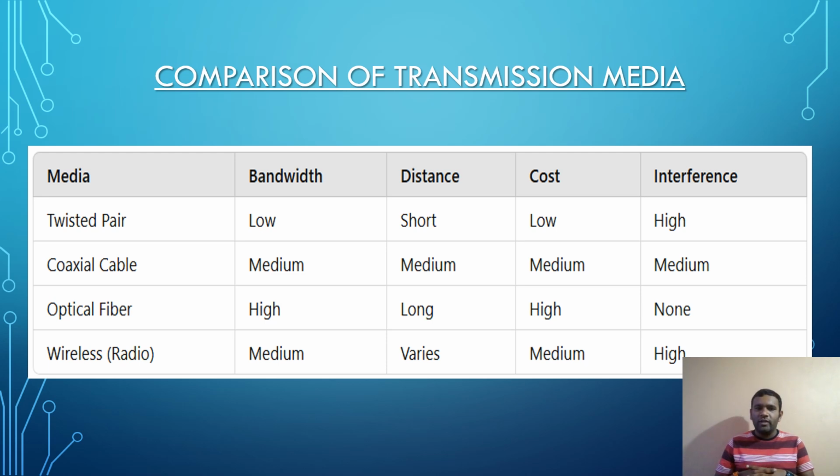The cost, very high cost in optical fiber because it's glass. Twisted pair has short distance, low bandwidth, so no problem. It has a lower cost. Coaxial and wireless radios are of medium cost. High interference from electromagnetic or magnetic fields in twisted pair and wireless. There's medium interference in coaxial cable, whereas if you come to optical fiber, there is no such electromagnetic interference.